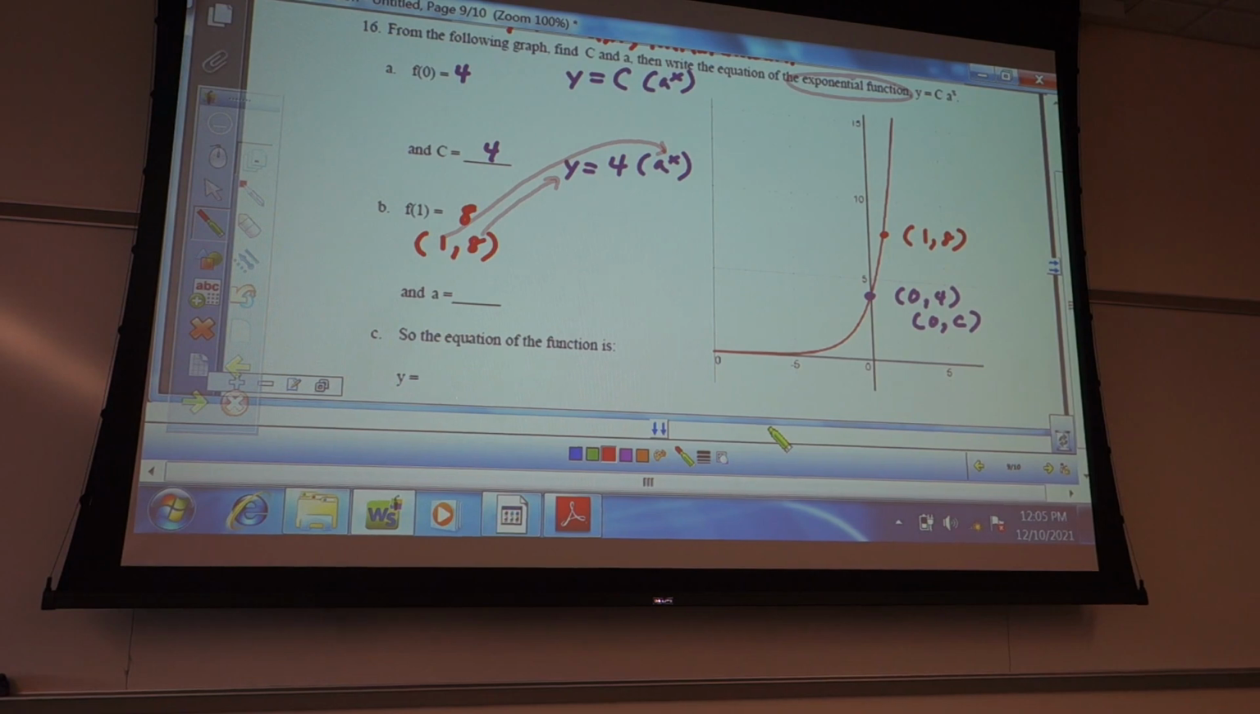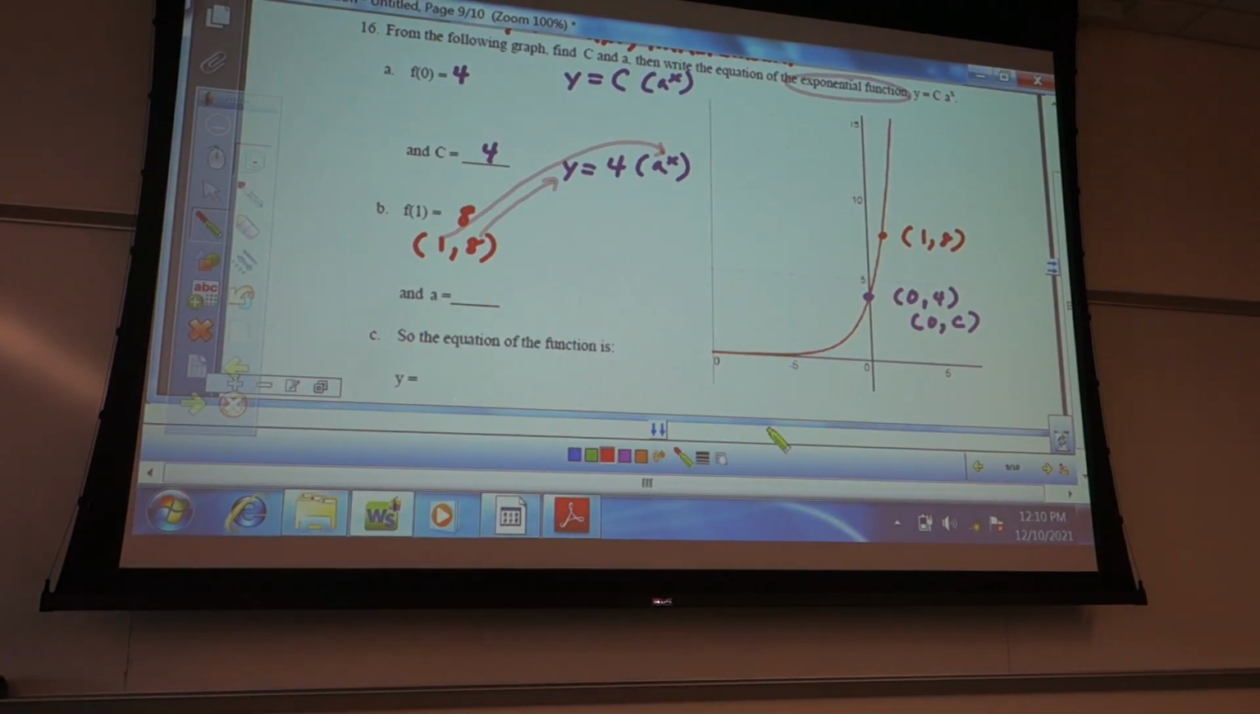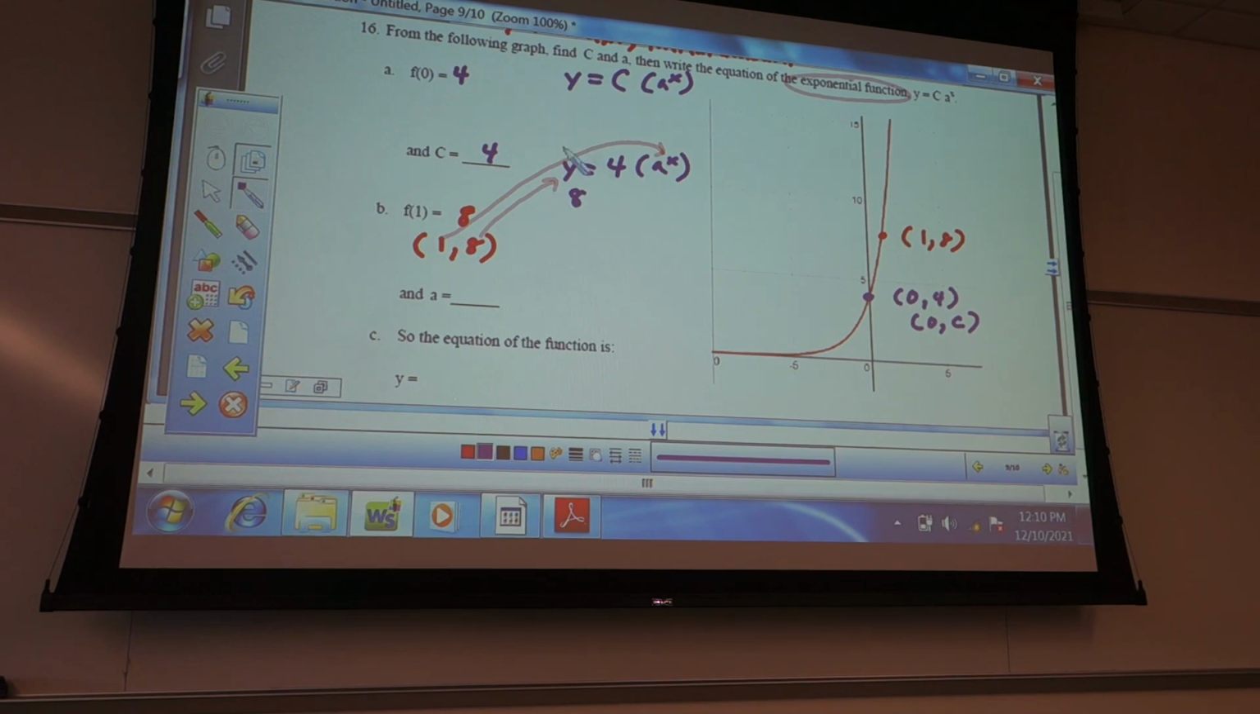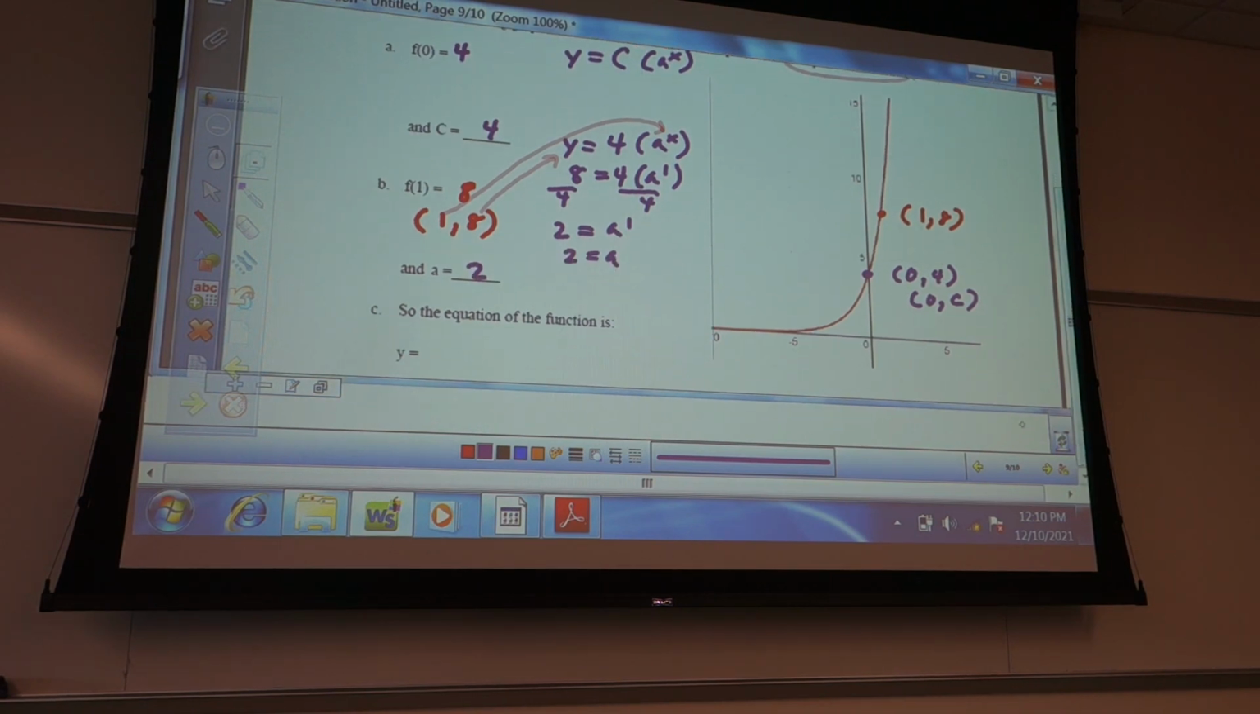You did one of these on your homework. All right, so folks seem like they have this. We've got 8 in for y. Remember, this is just at 1 point. X and y along this whole thing change, but at this 1 moment, y is 8 and x is 1. You all figured out that I'm multiplying 4 by this, so I should divide both sides by 4. Then I get 2 equals a to the 1. The a to the 1 is just a, right? So a is 2.